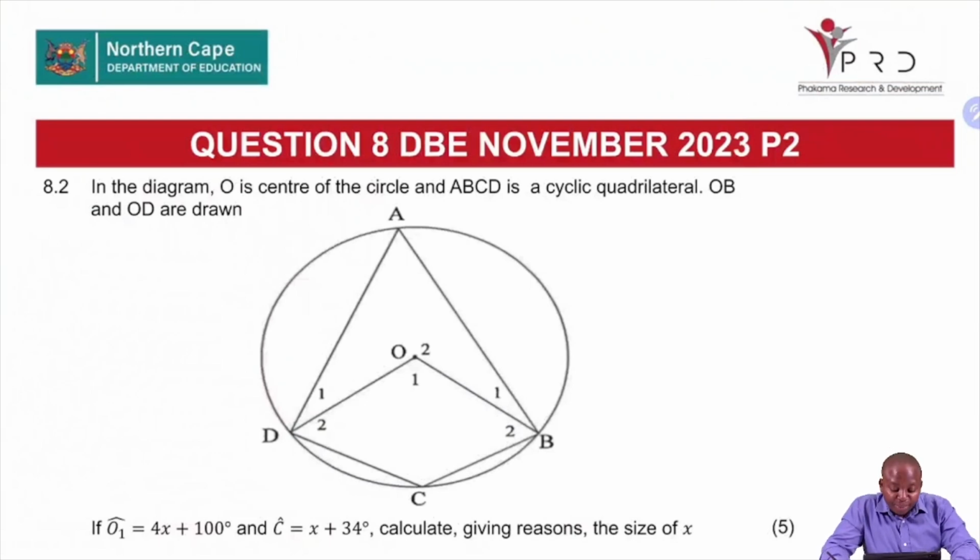Right. Welcome back, grade 12. Now, let us look at question 8.2. In question 8.2, we are told the following. In the diagram, O is the center of the circle.